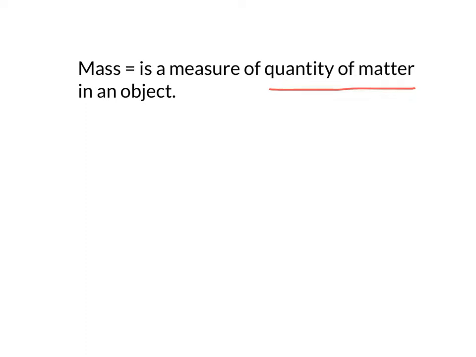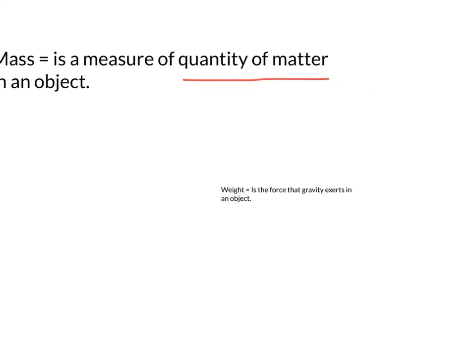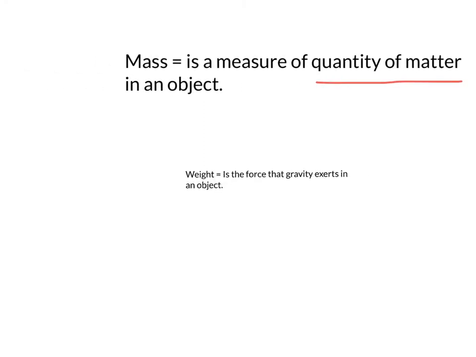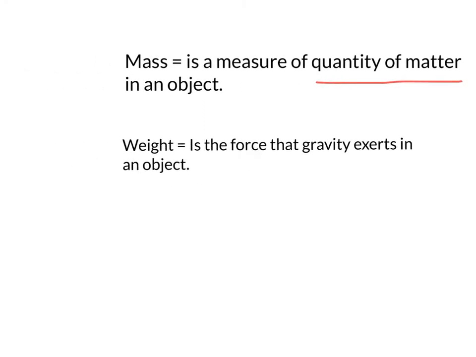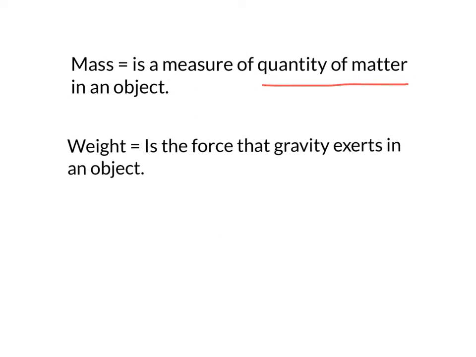But what is weight? Isn't it the same as mass? Strictly in science, weight is different from mass. It is the force that gravity exerts on an object. Therefore, weight is dependent on the pull of gravity.